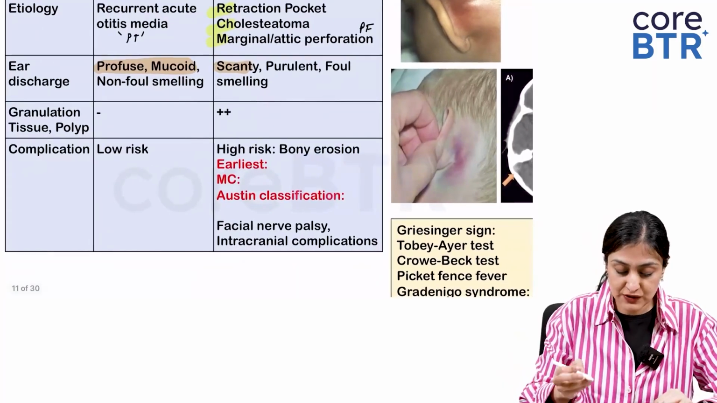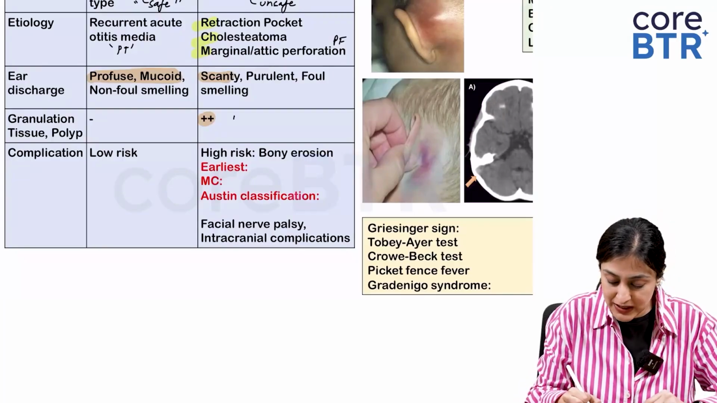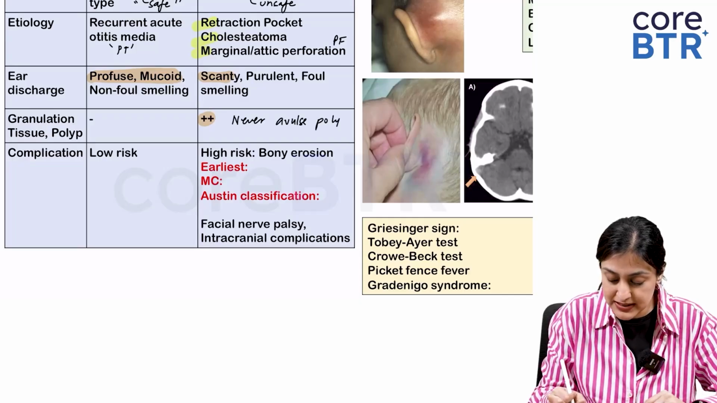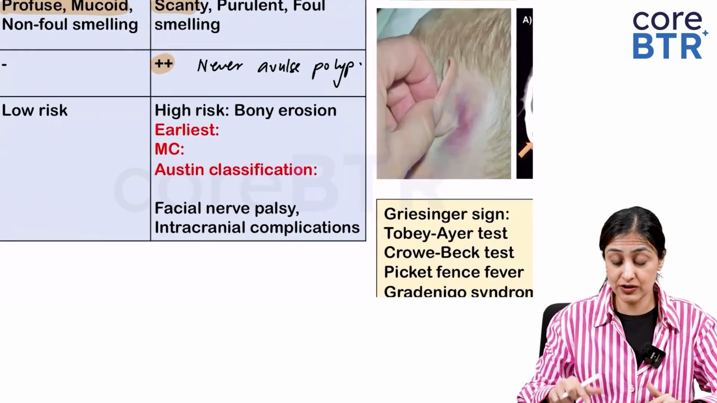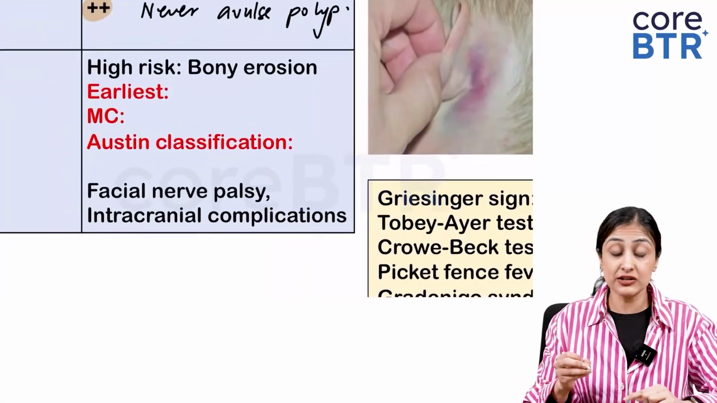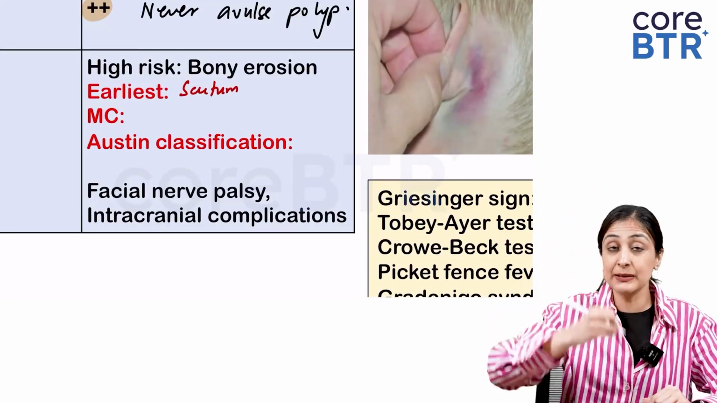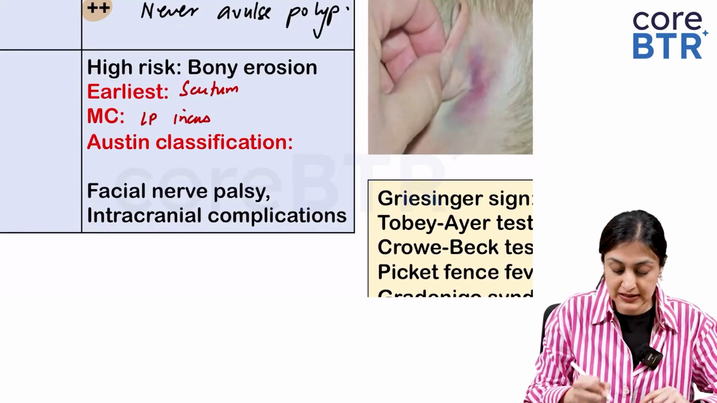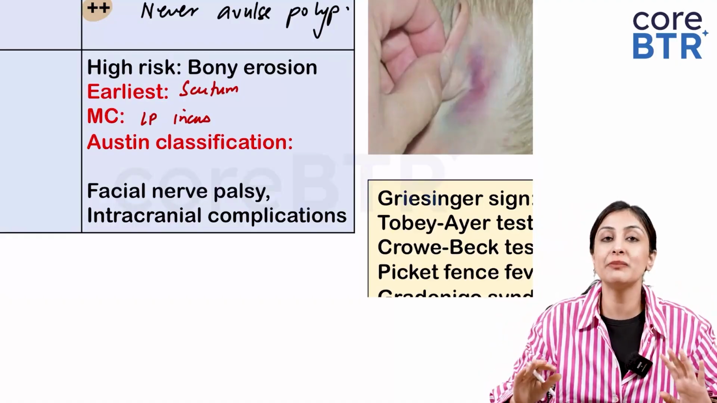Then, there are more chances of granulation tissue and polyp in the unsafe ear. And this is where they also say never ever avulse this polyp. Never remove it. It will bleed. Complications are obviously more in the unsafe type, atticoantral. So there's a high chance of bony erosion by this cholesteatoma. What did we learn here? The earliest erosion is in the scutum because it's in the epitympanum itself. Most commonly, I told you, the long process of incus. Because the long process of incus is the most common, we assume it is there in everybody.